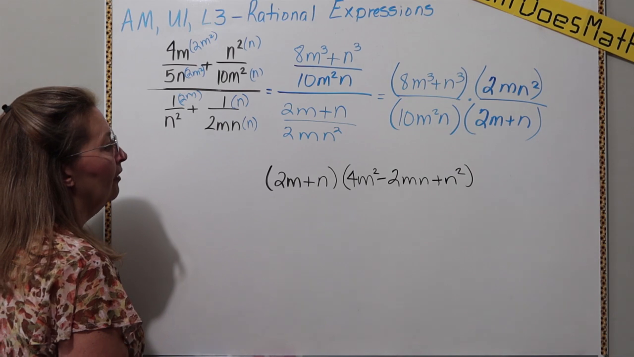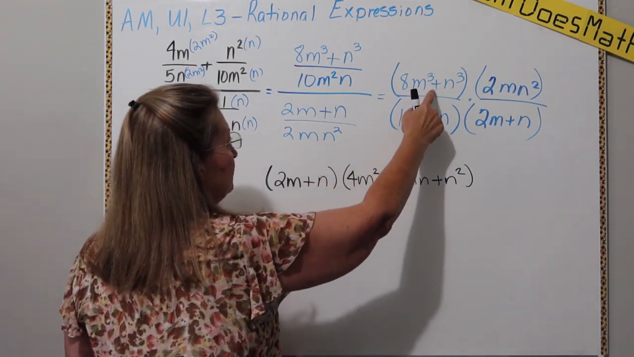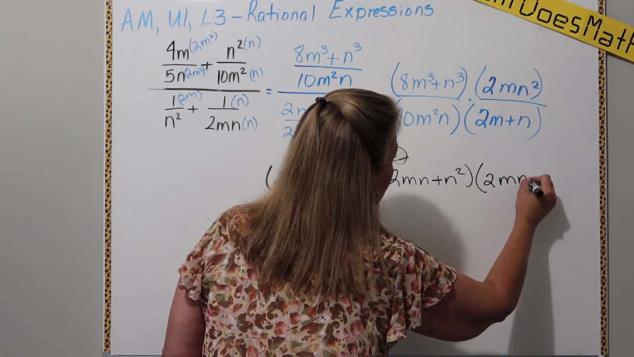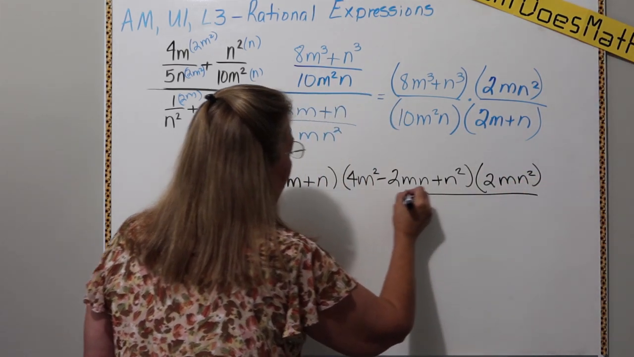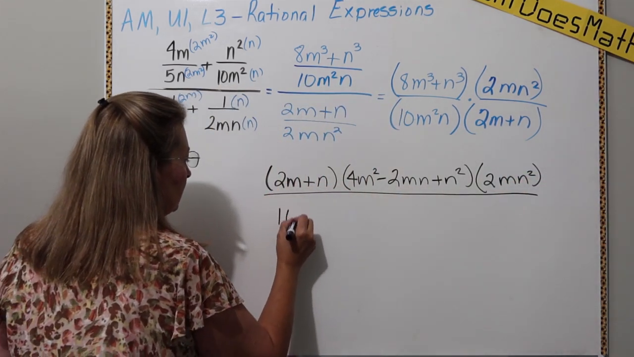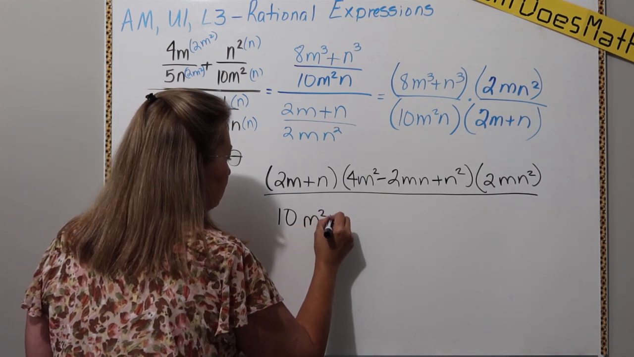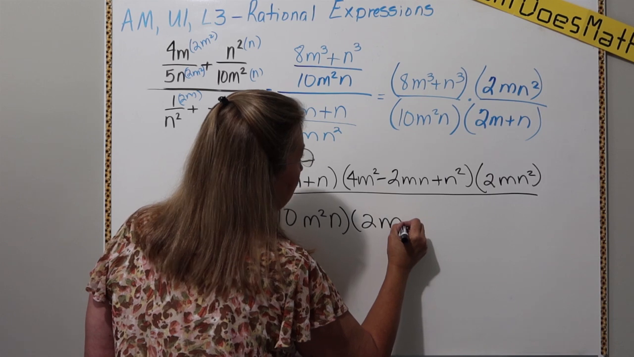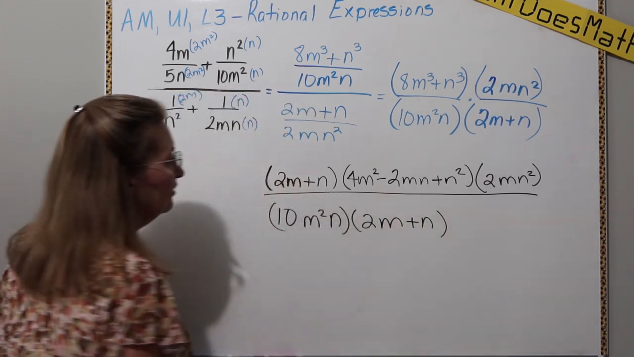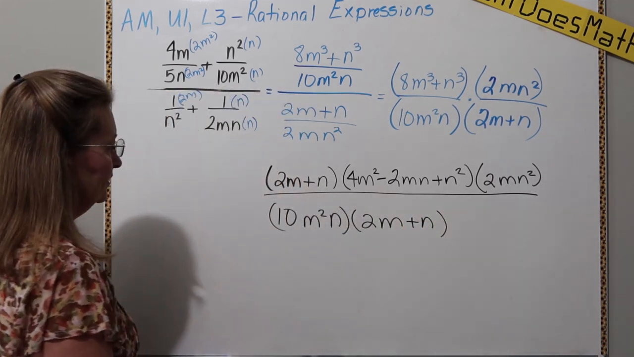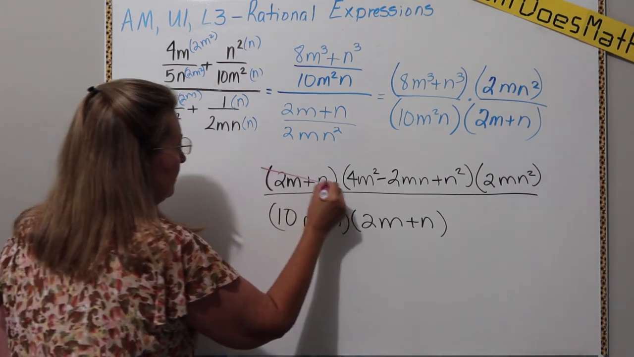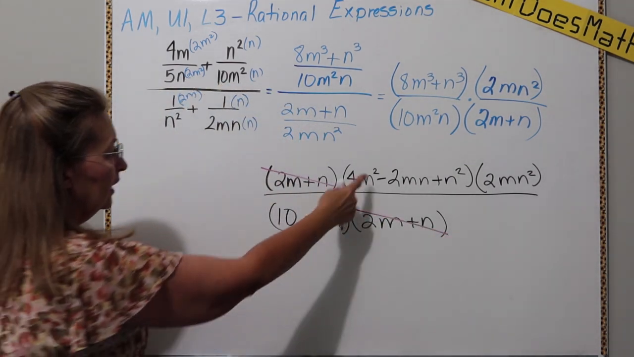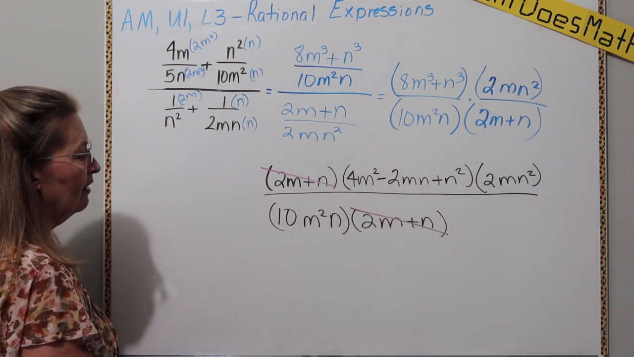Alright, now let's see what else we have. That took care of this. So we have this 2m n to the second all over 10 m squared n times 2m plus n. So let's see what will cancel. This goes with that. Nothing matches that, so it's going to have to stay like it is.